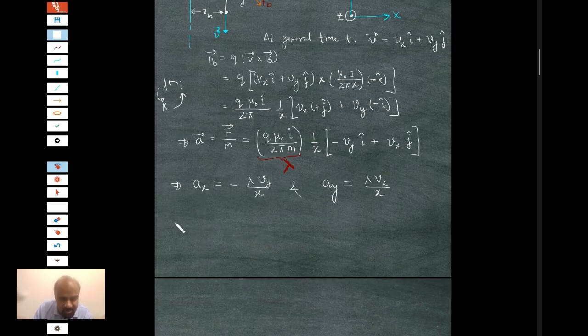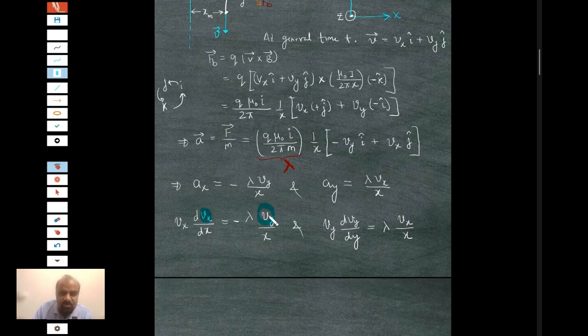So this one I'm going to write as vx dvx by dx, you know, v dv by ds. Because we are using it only along the x-axis, we can say vx dvx by dx is equal to minus lambda vy by x. And similarly here, vy dvy by dy is lambda, here the minus sign is not there, into vx by x.